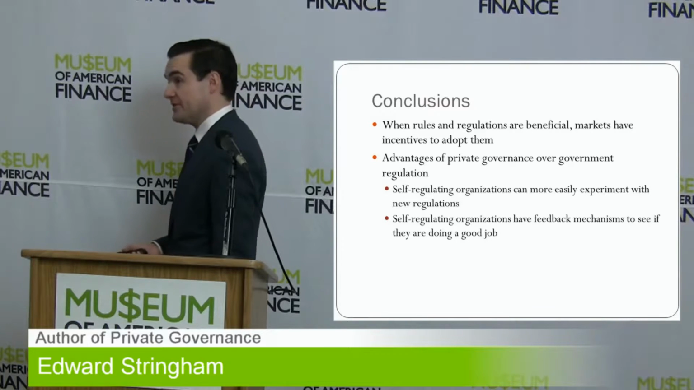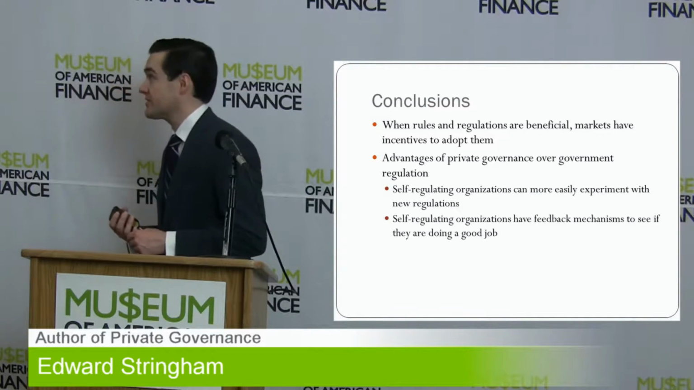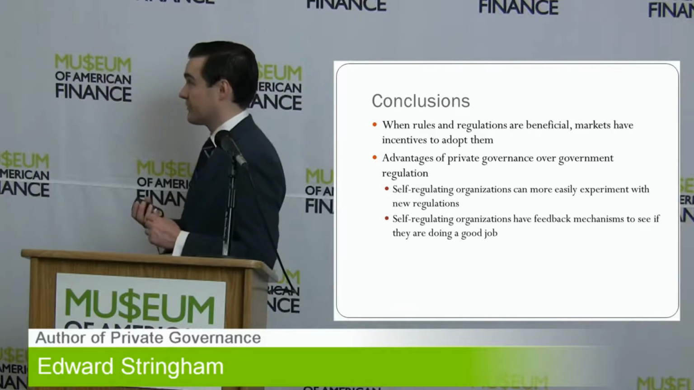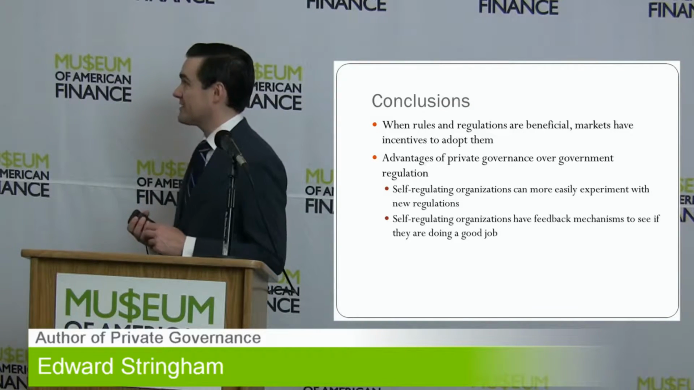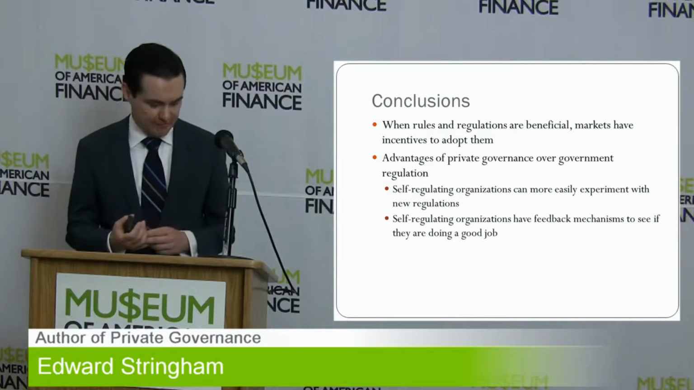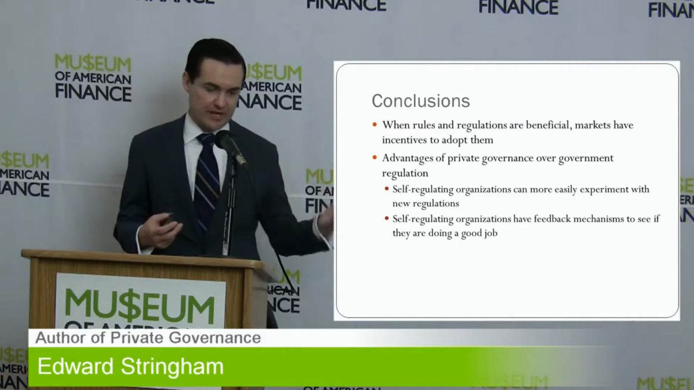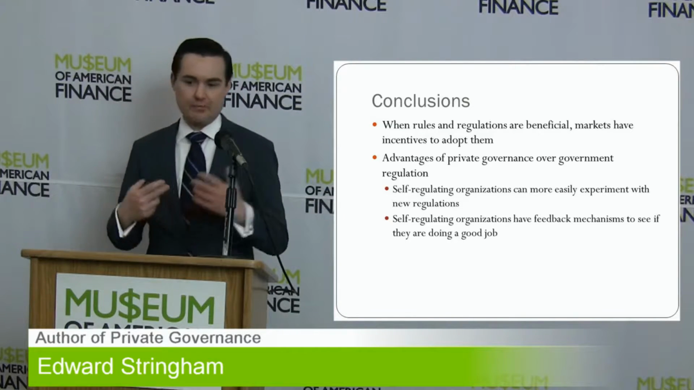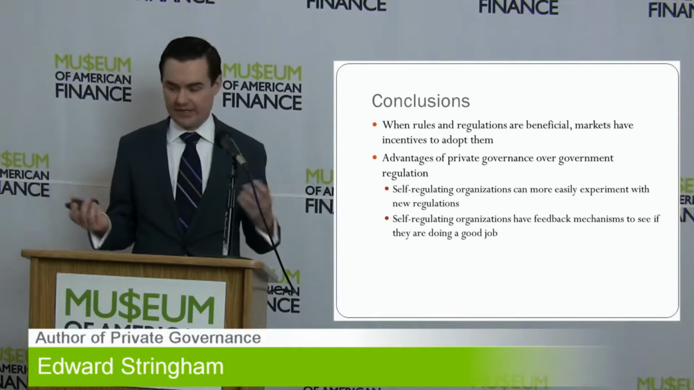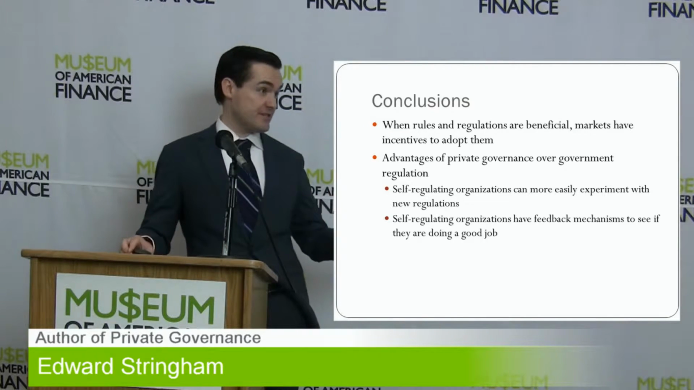When market participants see there's a potential problem, they have an incentive to figure out solutions. And when they see that private rules and regulations are beneficial, they have incentives to adopt them. Now, the advantage, I think, of a system of private regulation like this is it allows the New York Stock Exchange, who was competing with the consolidated stock exchange back in the 19th century, to say, here, invest here.